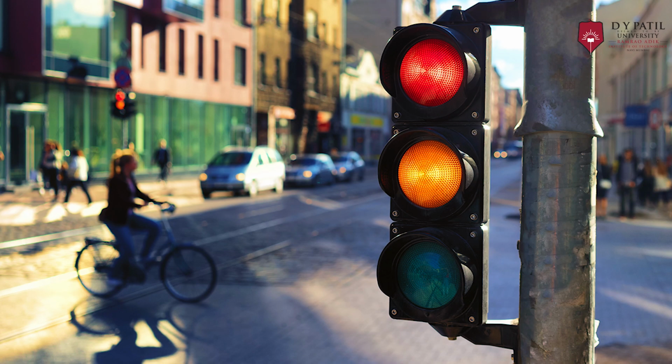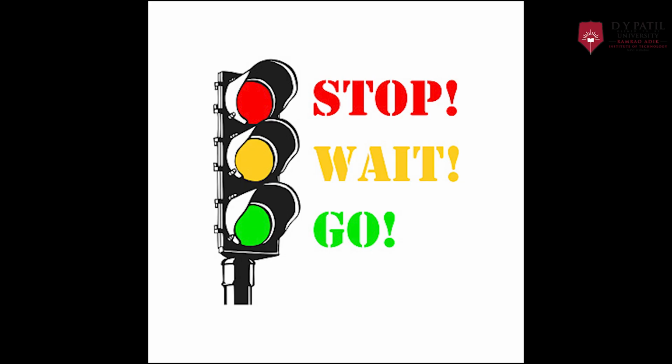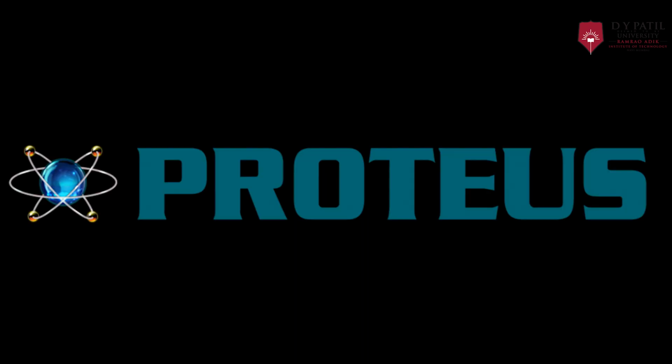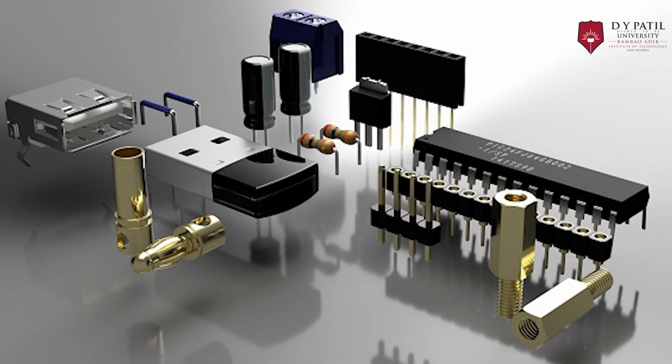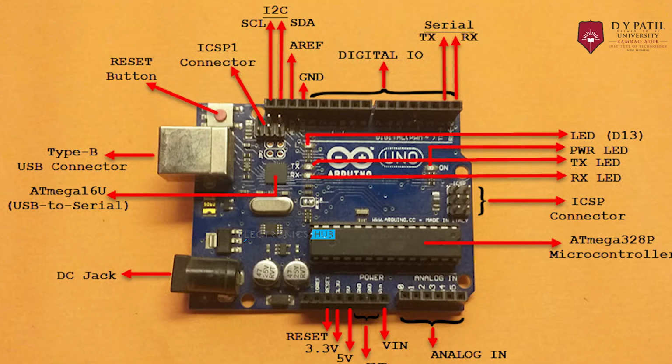In today's video, we will be making a traffic light using Proteus Simulator. In the simplest form, traffic signals are a set of three lights facing each lane of an intersection. The three lights, namely red, amber, and green. Proteus is used to simulate, design, and draw electronic circuits. The components that we will be using in our project are Arduino Uno and 16x2 LCD.